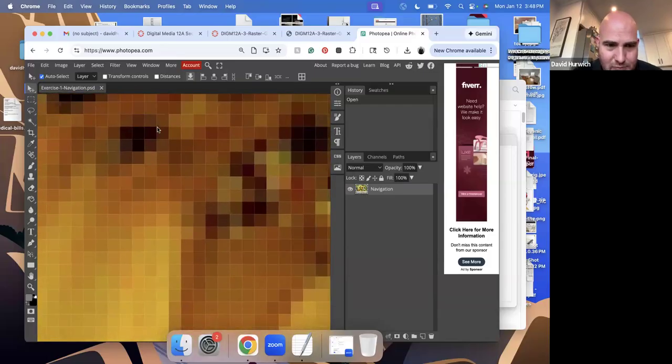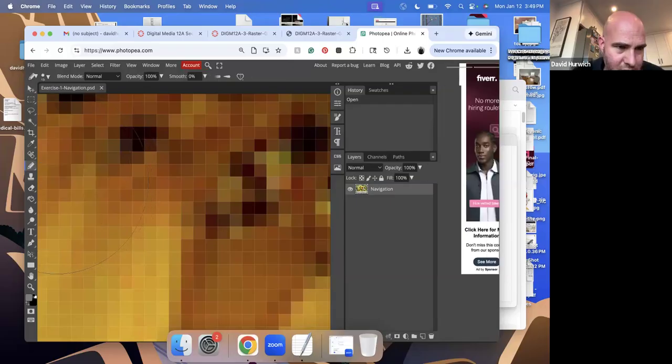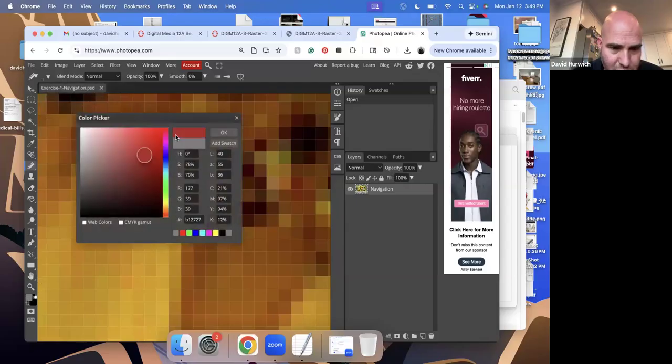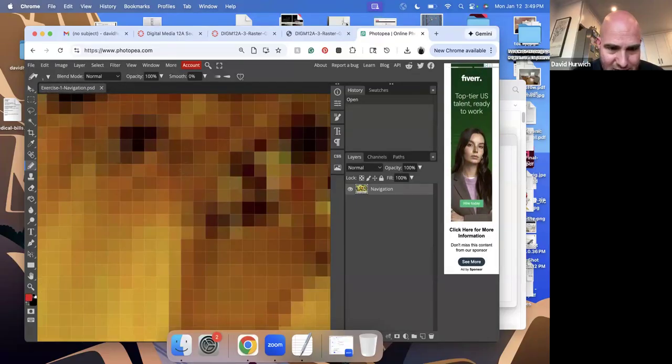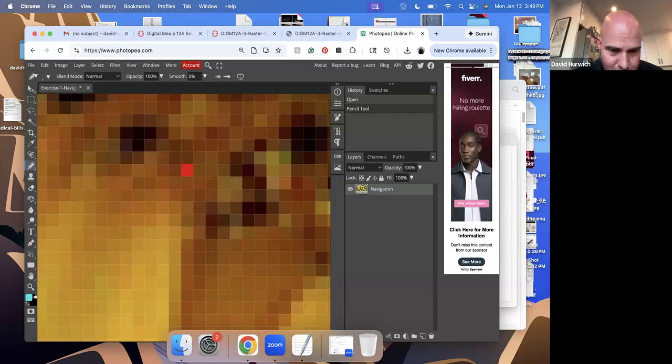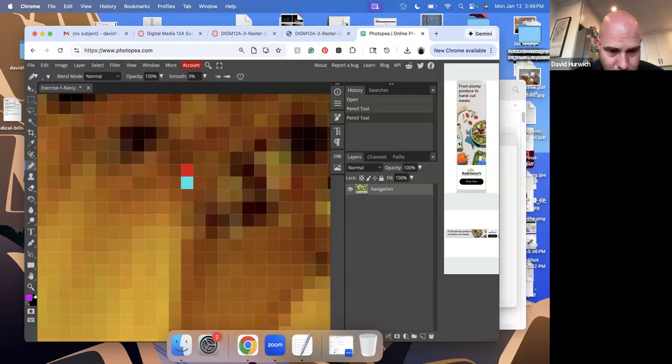Pixels are arranged in rows and in columns. Each one of these can have its own unique color. So what I mean by that is I can make this pixel red, and I can make this pixel blue, and I can make this pixel purple, and so on and so on.